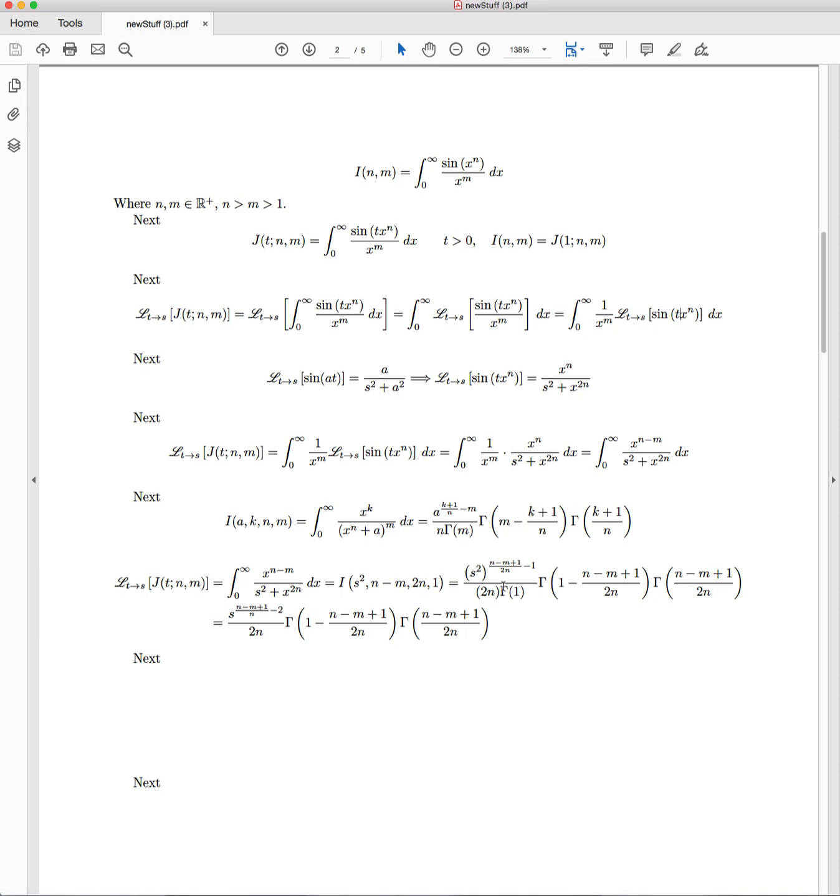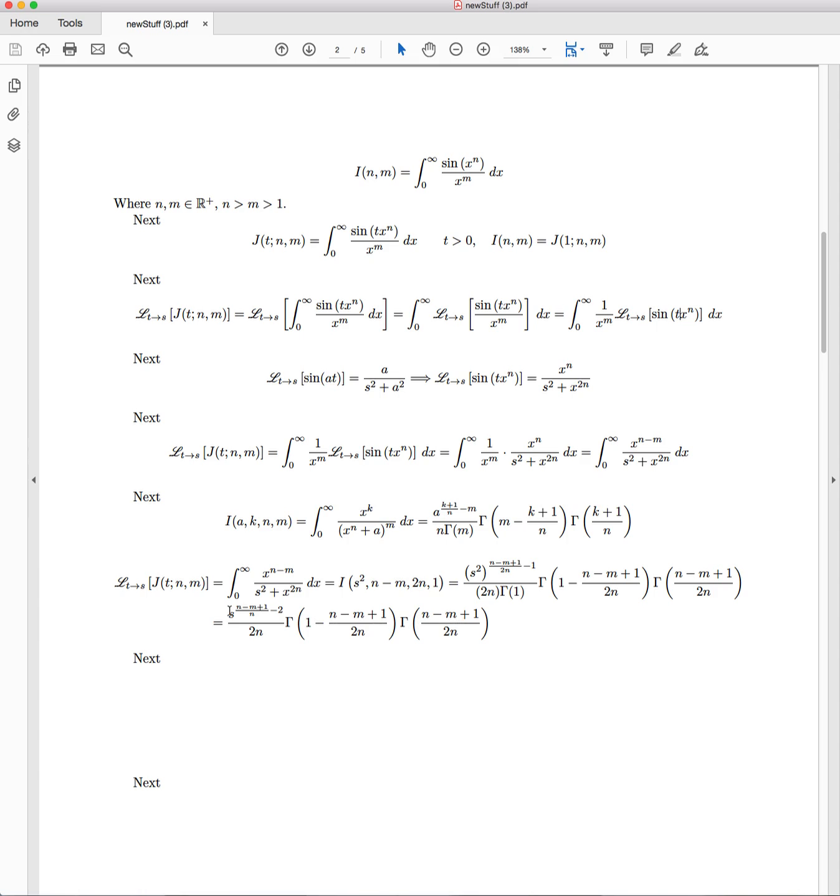Now, cleaning this up, if I push this 2 through here, we have that it's s to the power of n minus 1 plus 1 over 2, because that 2 there just cancels out with that power there. And then pushing that 2 across to this term, it goes from being negative 1 to negative 2. Gamma of 1 is just equal to 1, so we just have divided by 2n here. And then we have gamma of 1 minus n plus 1 over 2n times gamma of n minus n plus 1 over 2n.